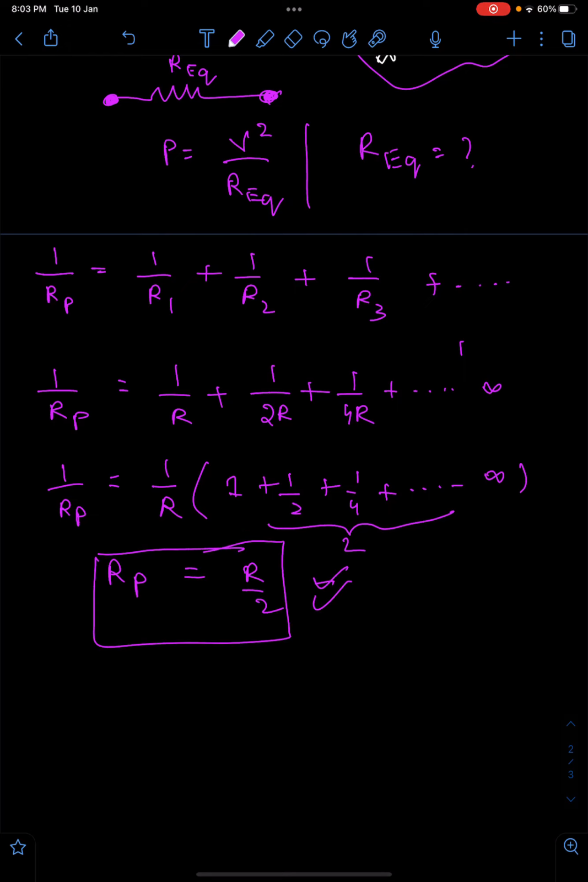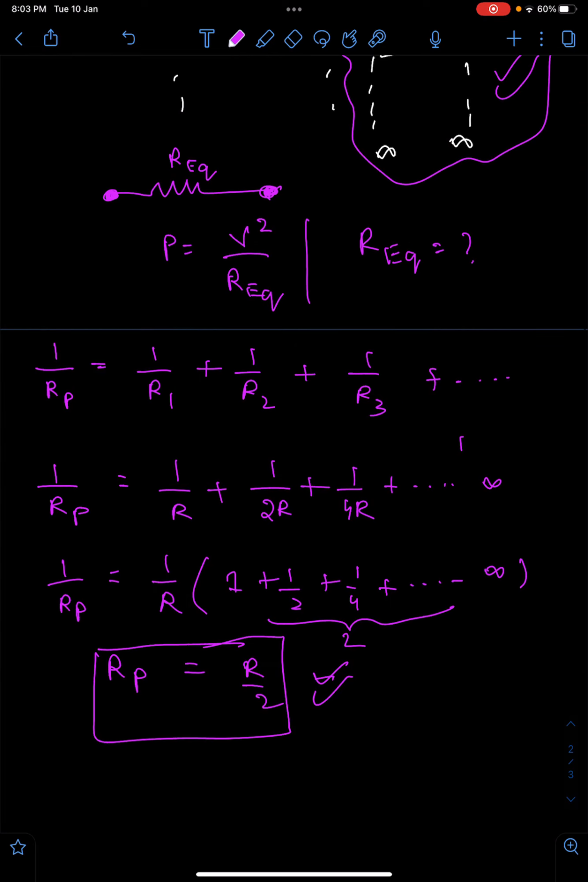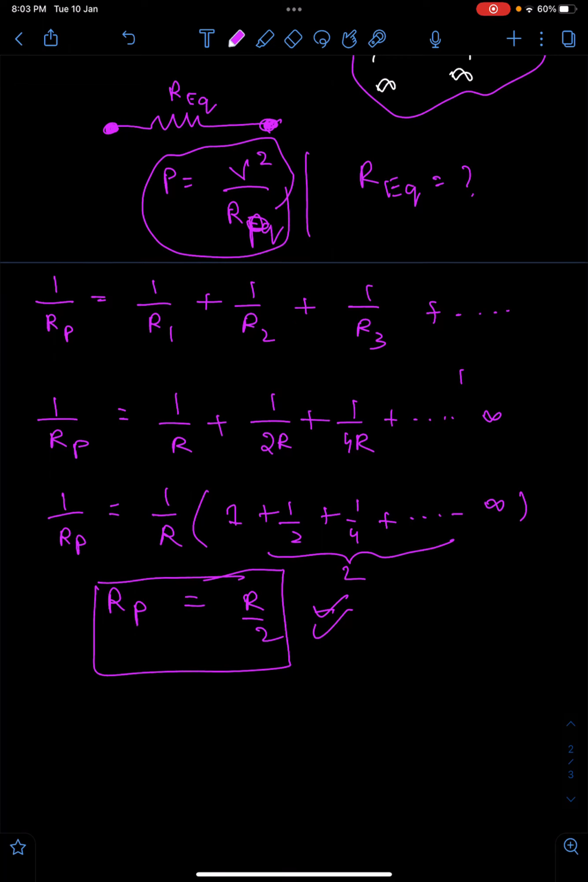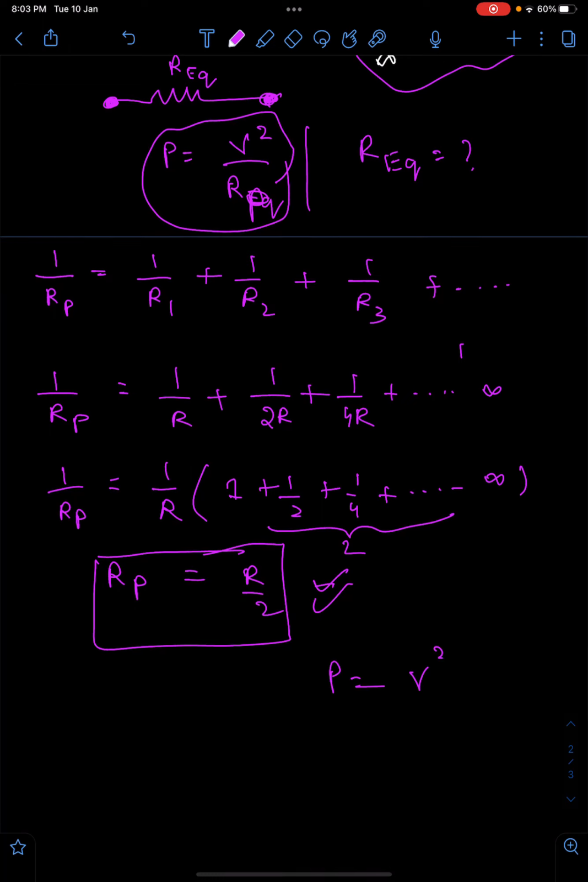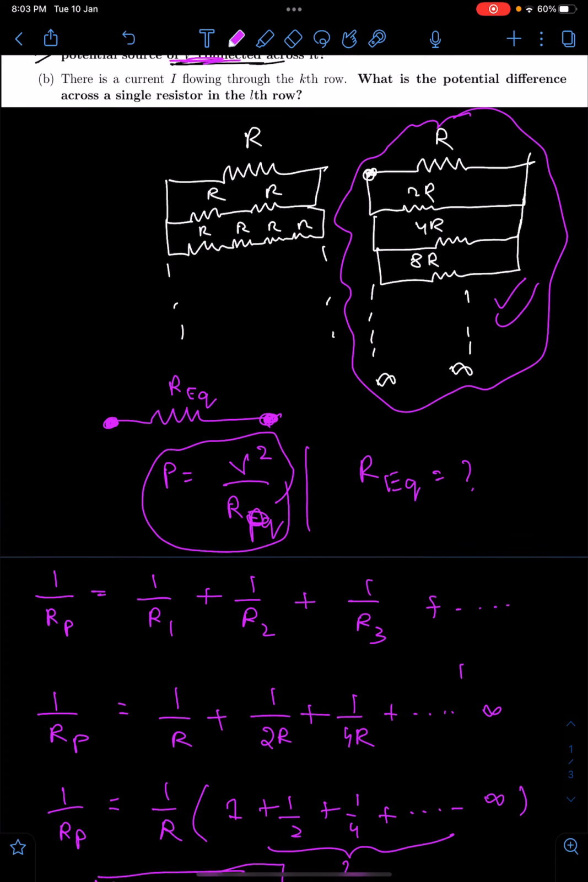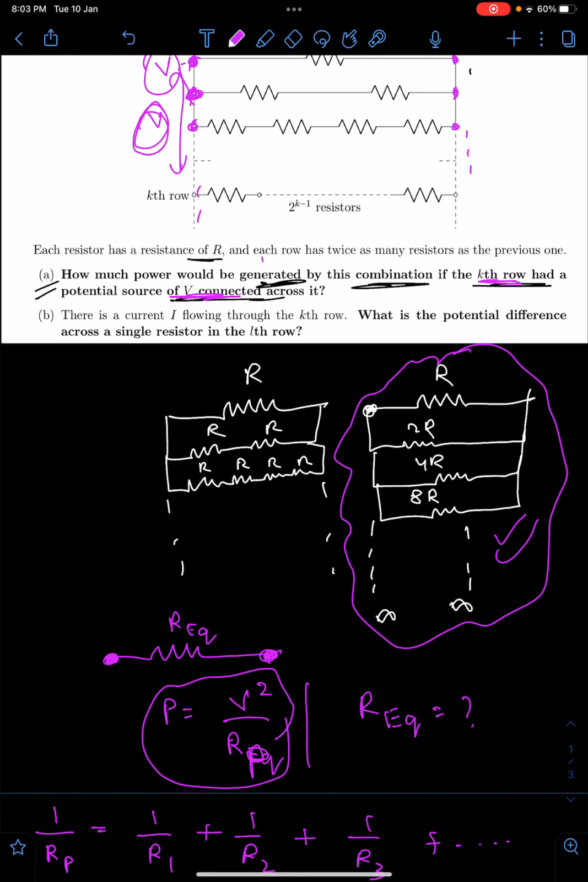We got this, right? So now just substitute R parallel in this. So what do we get? P is equal to V square divided by R by 2. So P is equal to 2V square by R. This will be the power generated by this combination. This is what was asked in the question.